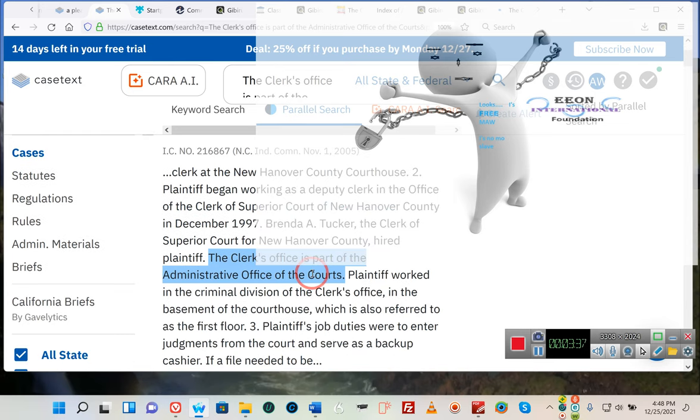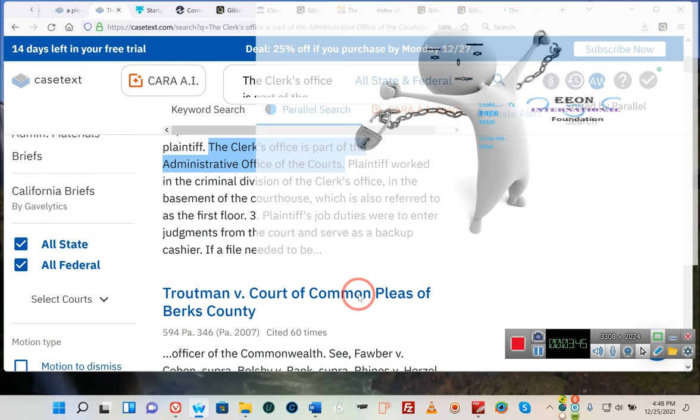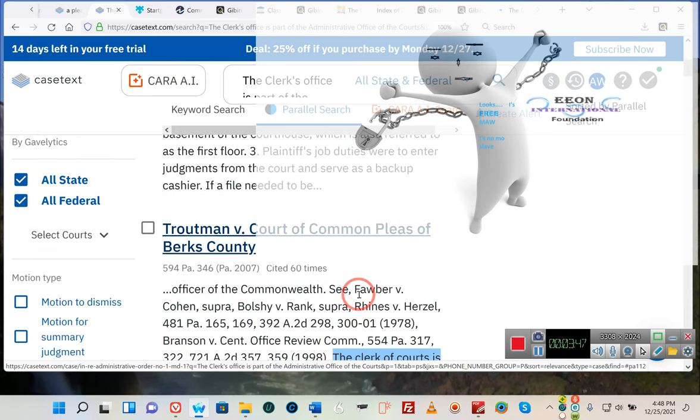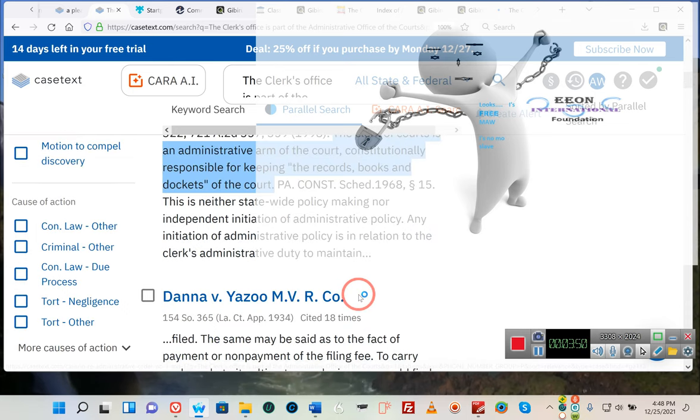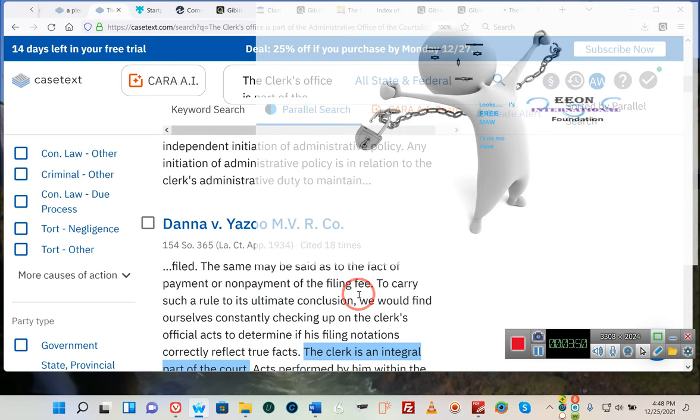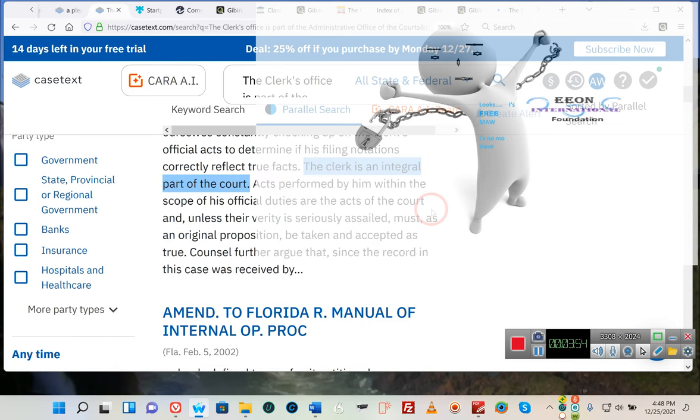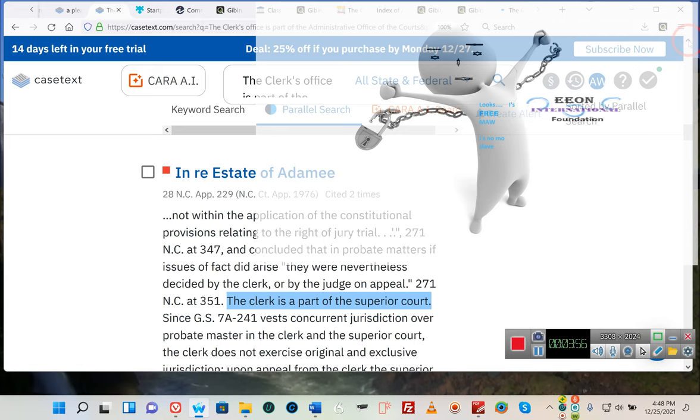Yes, that's her. The clerk's office is part of the administrative office of the court. Clerk's office, part of the administrative office of the court. Keep that in mind. Now, that's the actual search. We're going to go to one more. So y'all can get, no, we don't want that one down there. We don't want that one. Okay, we don't want that one. We're going to go to that one later. We're going to get that on another page. So y'all just hold on.